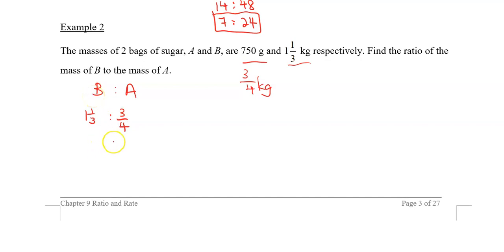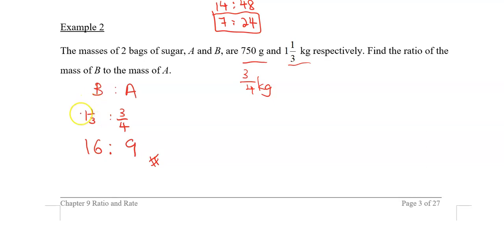Whenever we write a ratio, we cannot leave it in fractions. Remember, we have to give it in terms of whole numbers. So when we simplify this, your answer will be 16 is to 9. The mass of B is to the mass of A is 16 is to 9.